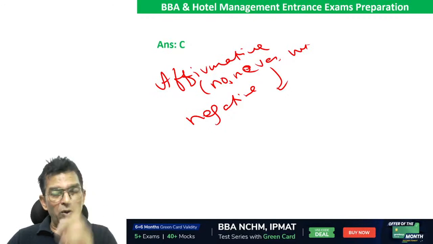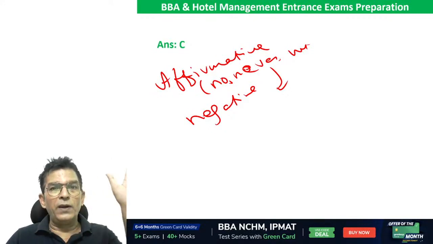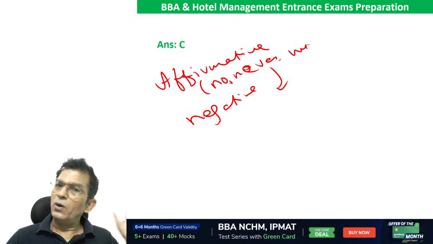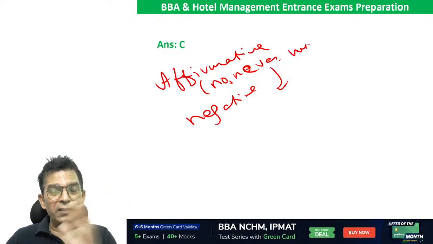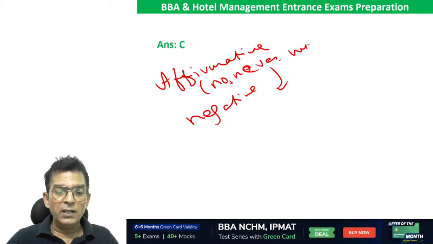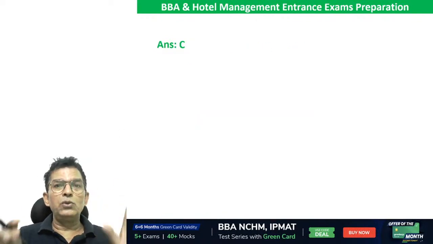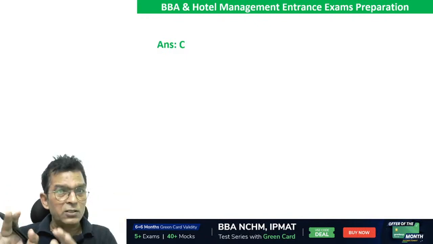Until and unless you have no, not, etc., we cannot qualify a sentence as a negative sentence. An affirmative sentence does not have no, not, nothing, never, etc. Words of negation are not there. These are the two fundamental sentence structures that we have in English.